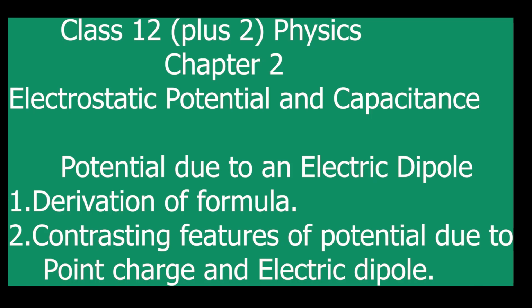We are continuing class 12 physics, chapter 2, electrostatic potential and capacitance. In this video, we will discuss electrostatic potential due to an electric dipole at a random point. We will derive an equation for the same. We will also see the contrasting features of electric potential due to point charge and an electric dipole.